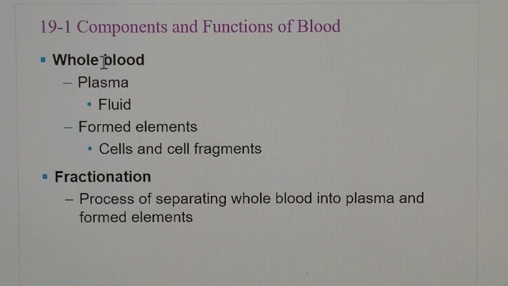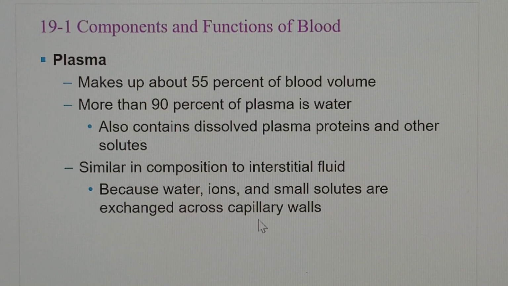Components and functions of blood. Whole blood. When we refer to whole blood, we're talking about if we were to do a blood draw from a superficial vein in a person, what we would have in the tube would be whole blood, which consists of both plasma and formed elements. What we're going to try to do is separate that plasma from the formed elements. When you separate that, it's called fractionation. It's a process of separating whole blood into plasma and formed elements. We will do this using a process called a hematocrit.